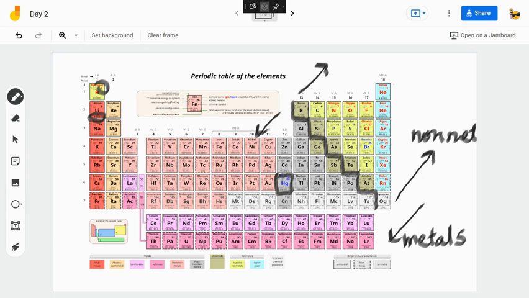So we all know when we say the word dozen that we mean 12. So a dozen donuts is 12 donuts. A dozen eggs is 12 eggs. 1 dozen cats, 12 cats. A mole is the same thing. A mole is 6.02 times 10 to the 23rd of anything.